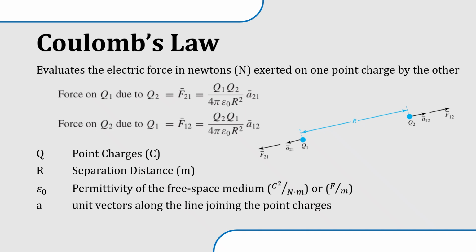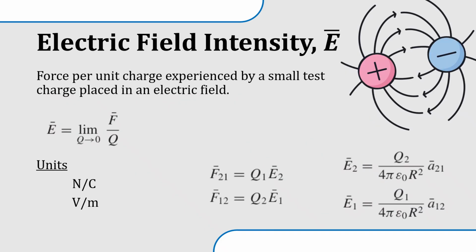The image on the right represents an illustration of Coulomb's law where 2 point charges of the same sign exert forces on each other. The electric field intensity is the force per unit charge experienced by a small test charge placed in an electric field. Units for the electric field intensity are either newtons per coulomb, or the more commonly used volts per meter. This formula can be rearranged to support the previously introduced formulas for the electric force, where E2 is the electric field due to charge 2 at the location of charge 1, and E1 is the electric field due to charge 1 at the location of charge 2.